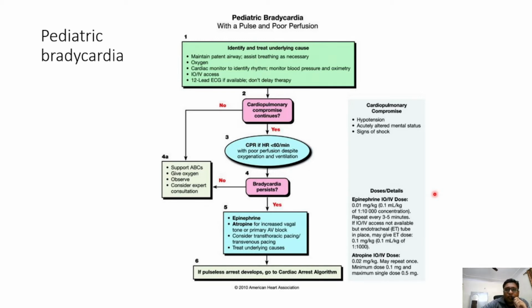If IV access is not available, you can give epinephrine endotracheally, but the endotracheal dose is 10 times higher. So you can give 0.1 ml per kg of the undiluted epinephrine injection. Atropine dose is 0.02 mg per kg. If there is cardiopulmonary compromise, these are the signs: hypotension, altered sleep, which I just told you.